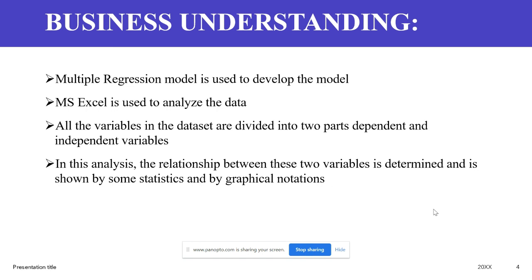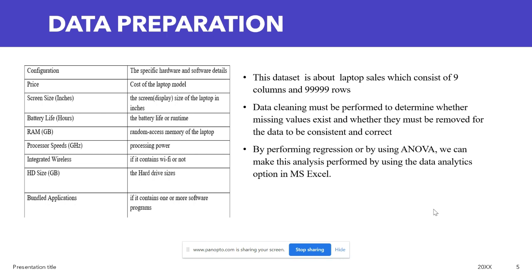To start with the business understanding, the methodology we have used is CRISP-DM. The first step in CRISP-DM is business understanding. A multiple regression model is used to develop the model, and we used MS Excel, which is a very good analytic and statistically well equipped tool, to analyze the data. The variables in the data set are divided into dependent and independent variables. In this analysis, the relationship between these two kinds of variables is determined and shown by some statistics and graphical notations.